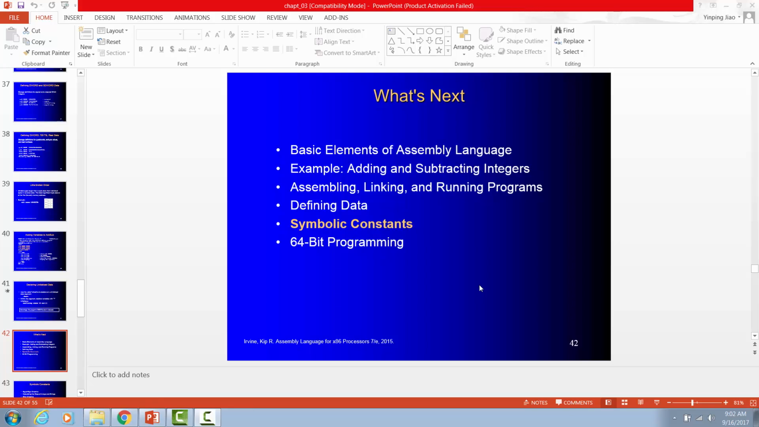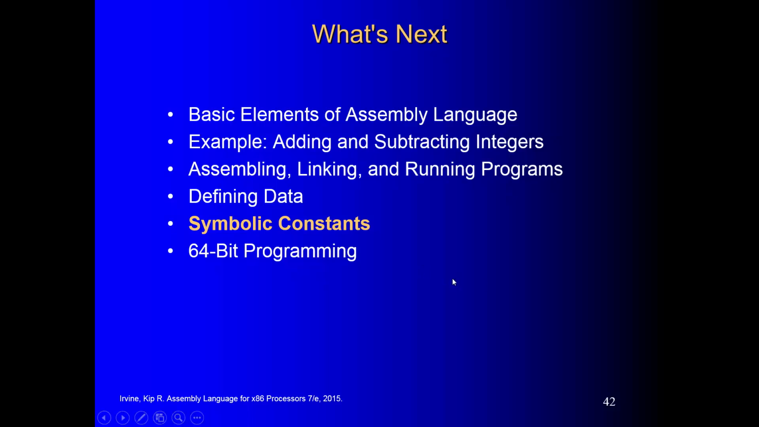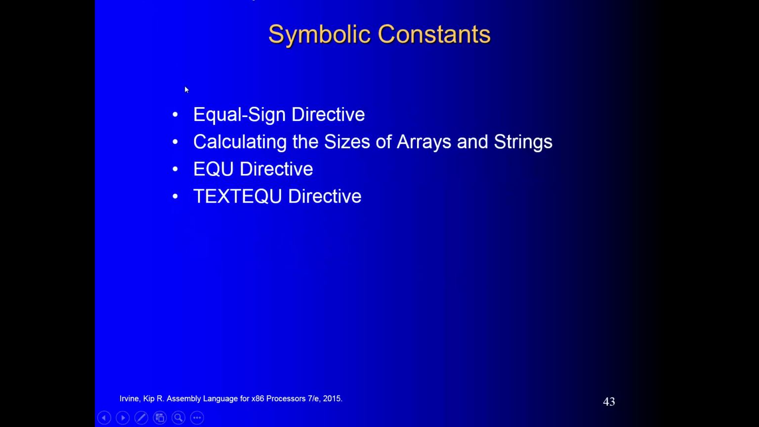In this video, I'm going to talk about the symbolic constants. There are a few ways to define a constant in assembly language. You can use the equal sign, you can use the EQU keyword directive, or you can use the TEXTEQU directive.